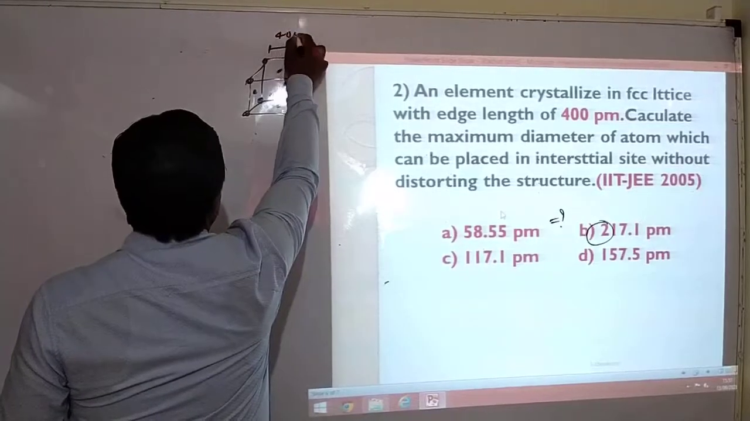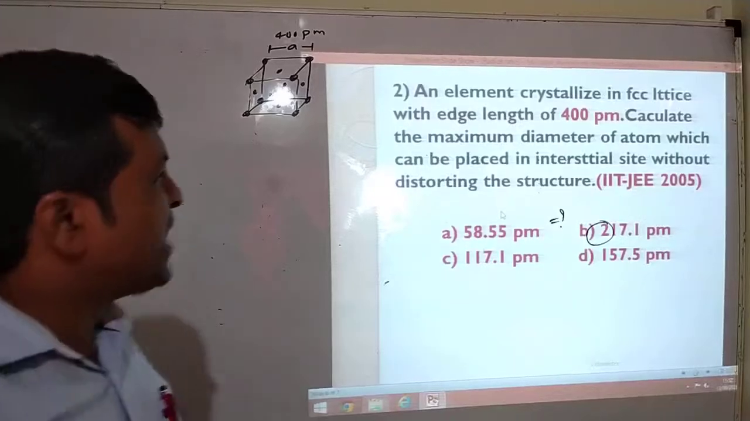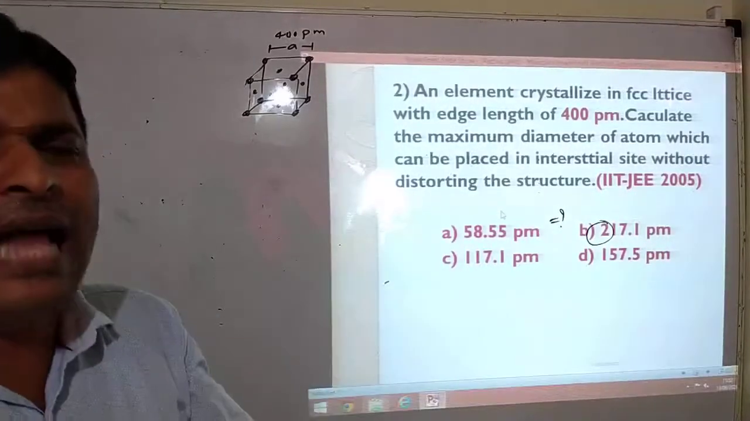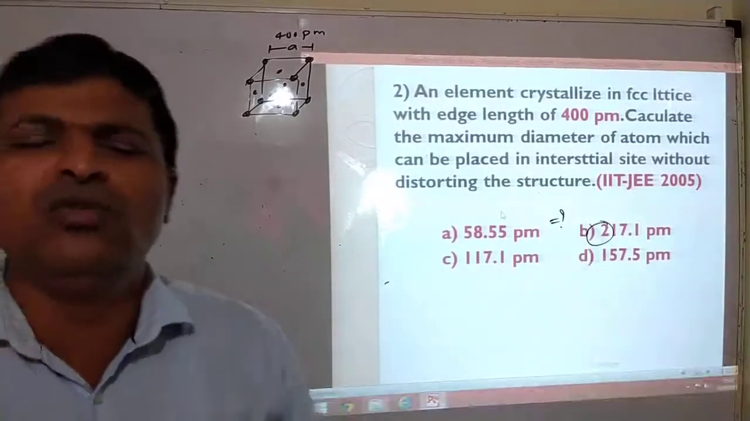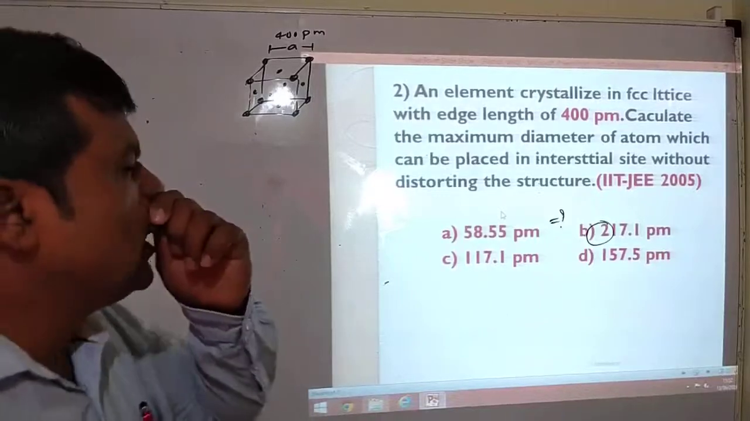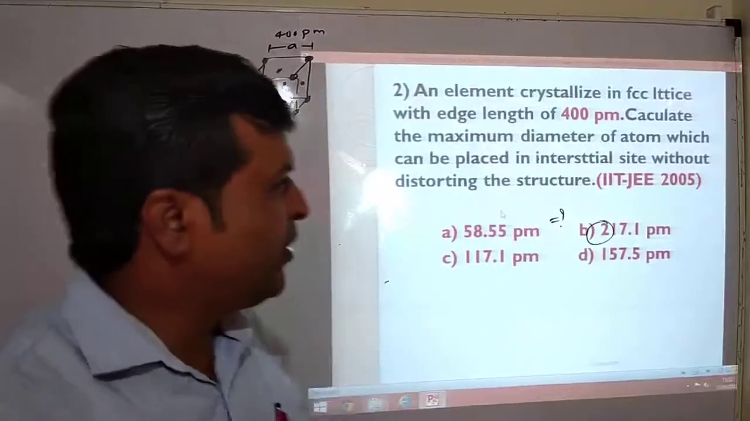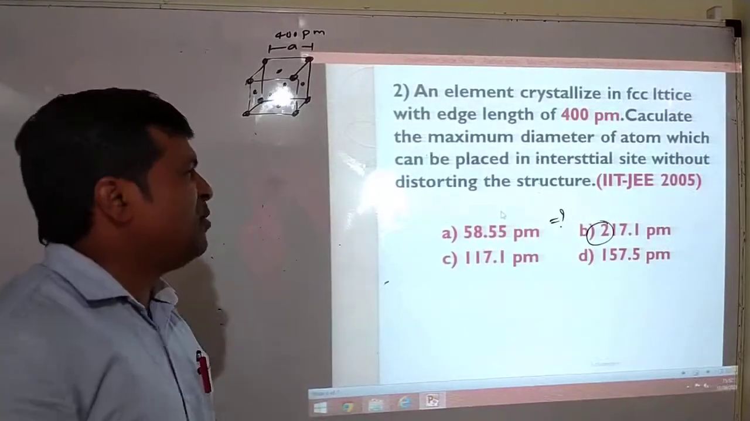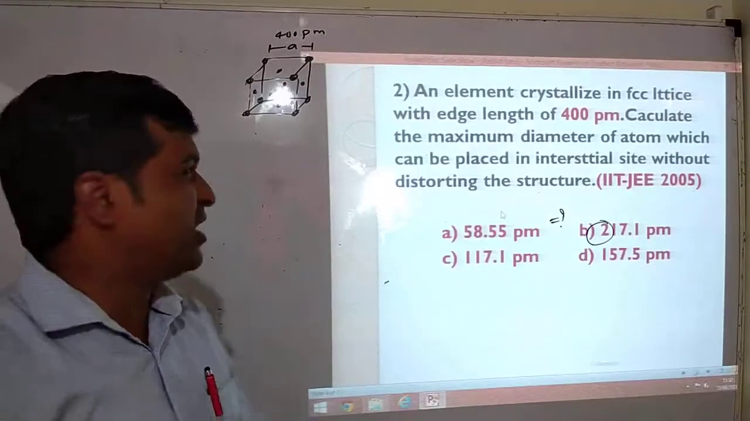A is 400 picometer, and they are asking to calculate the maximum diameter, not radius, diameter. What is the relation between diameter and radius? Diameter is equal to 2r. So if you calculate radius, multiply by 2, it is converted to diameter. Calculate the maximum diameter of an atom which can be placed in an interstitial site without distorting the structure.